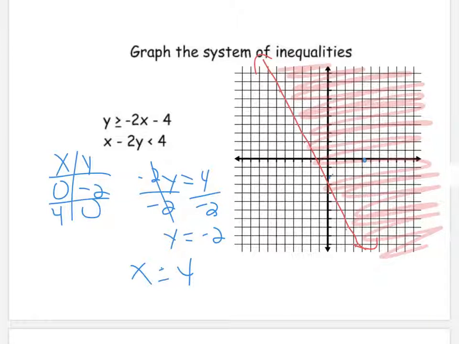Now, because it says less than, I have to connect those two, but I have to connect them using a dashed line. And then because y is negative, we shade the opposite. Right now it says that y is less than, but because y is negative, we shade the opposite, which is greater than. So I want to shade everything that's above that blue line.